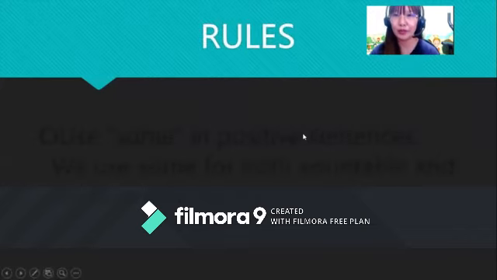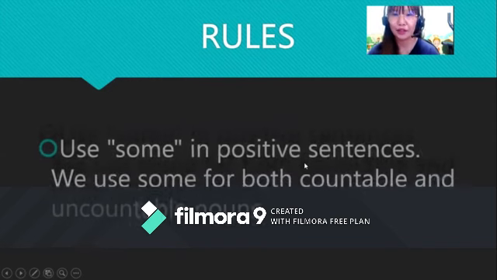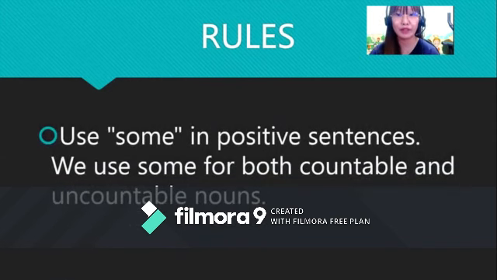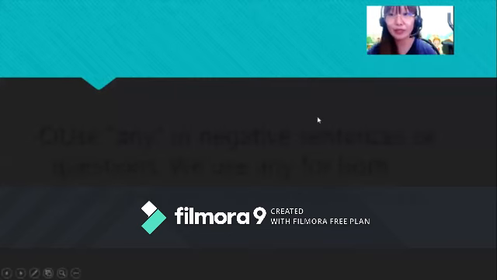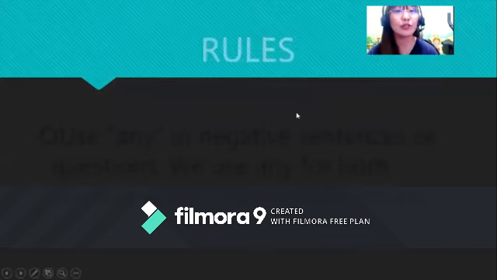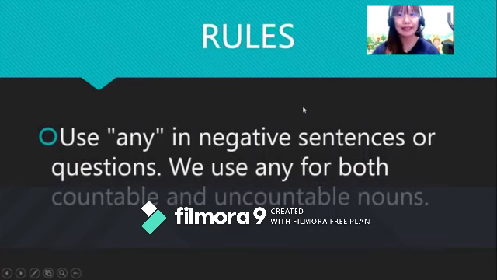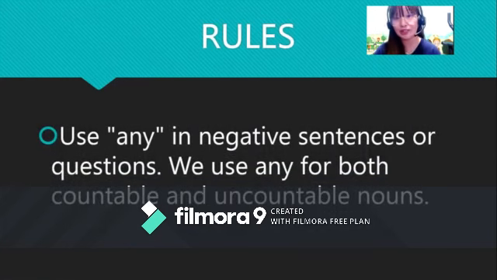Okay, so the first rule is that you're going to use some in positive sentences. So we use some for both countable and uncountable nouns. So for example, I have some friends. In this case, the word friends is an example of a countable noun. Another example is, I have some food. All right?